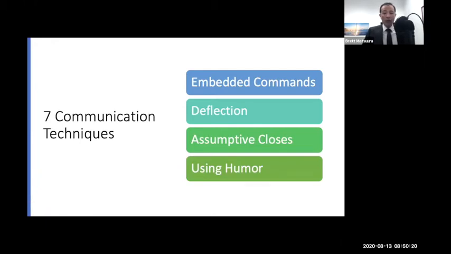The last one, using humor. People will engage in your content if it's informational, that suits their purpose, or entertaining. Right? Really, really great presenters, really, really great salespeople are a combination of both, right?